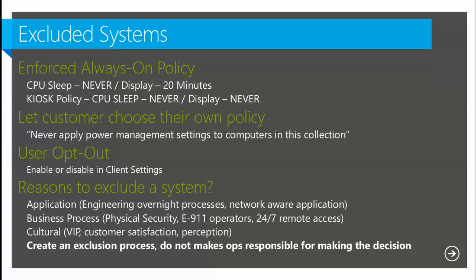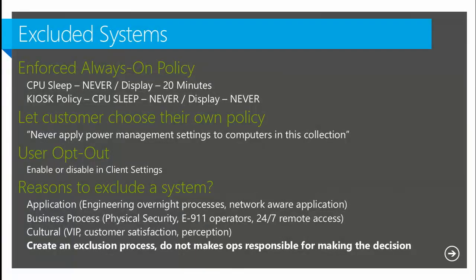Reasons to exclude a system. We talked about this a little more, but you might have some applications such as engineering processes. AutoCAD or another CAD process takes a long time to render, and if the machine goes to sleep while it's maybe saving to a network location, you don't want to be responsible for that, so that might be a reason why you want to exclude the system.